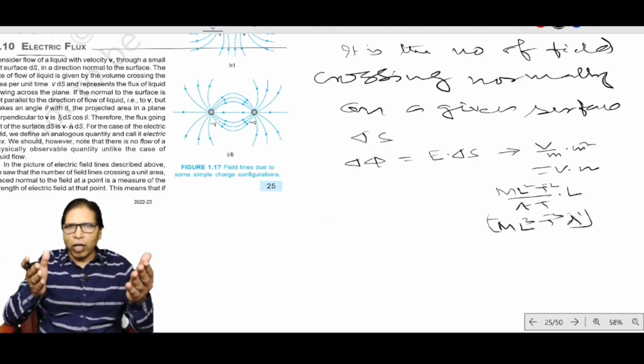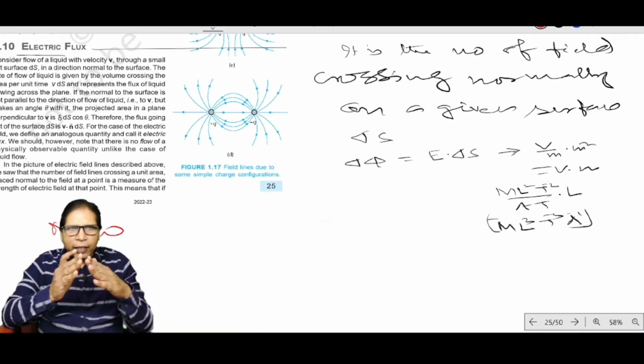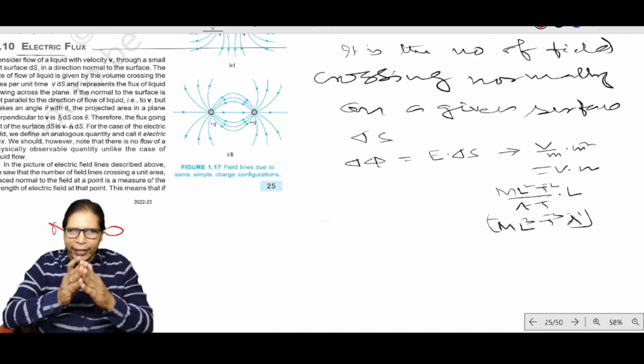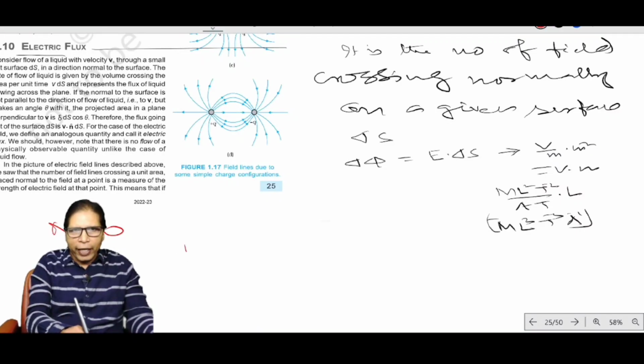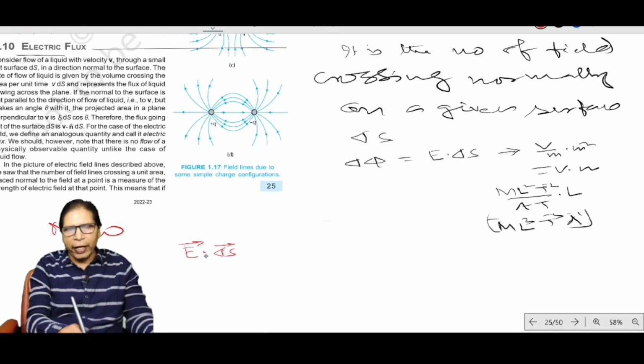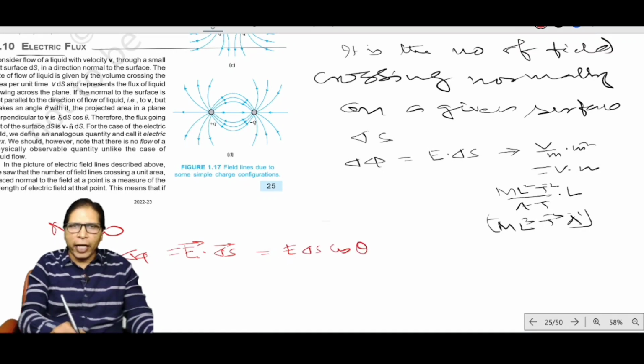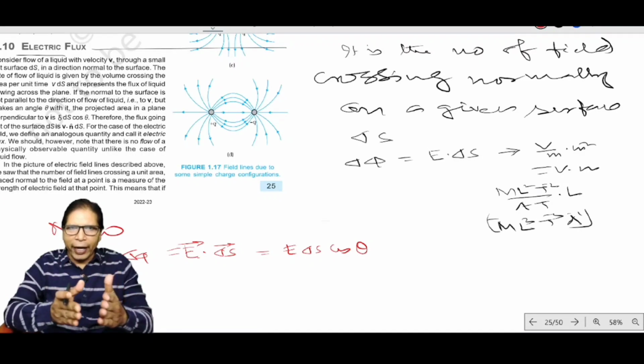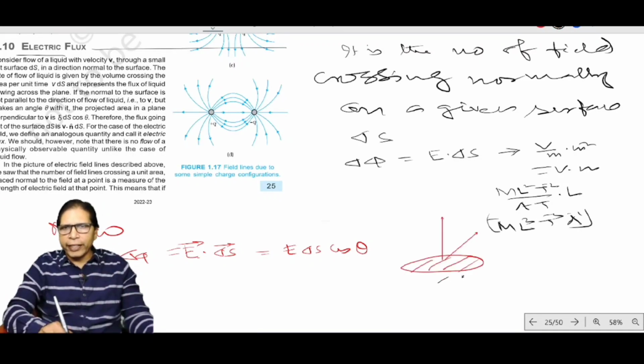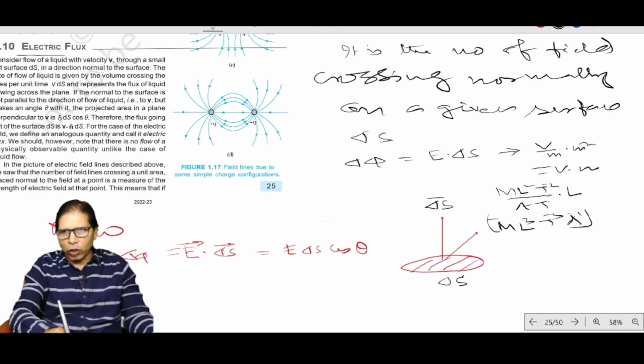Now the vector definition of flux. The electric flux on a given surface delta S is the dot product of the electric field vector on that surface and the area vector. So look at this, delta phi equals E vector dot delta S vector, which equals E delta S cos theta, where theta is the angle between the E vector and the delta S vector. Suppose this is the area delta S. So this is the delta S vector. Delta S vector is always normal to the plane. And this is the E vector.